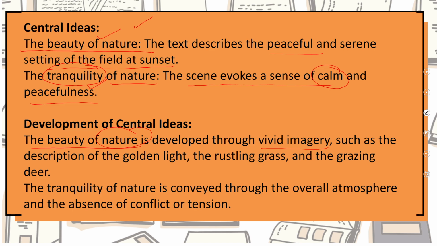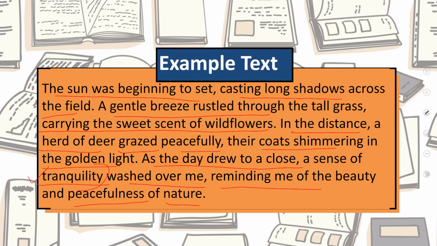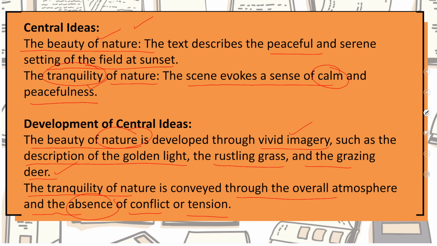Just as we have read in the previous slide, the use of imagery is there, and the setting is also developed, such as the description of the golden light, the rustling grass, and the grazing deer. Now, what about the second main idea, the tranquility of nature? It is conveyed through the overall atmosphere and the absence of conflict or tension. As you can see in the passage, there is no conflict, there is no kind of tension, but still we can find two central ideas.